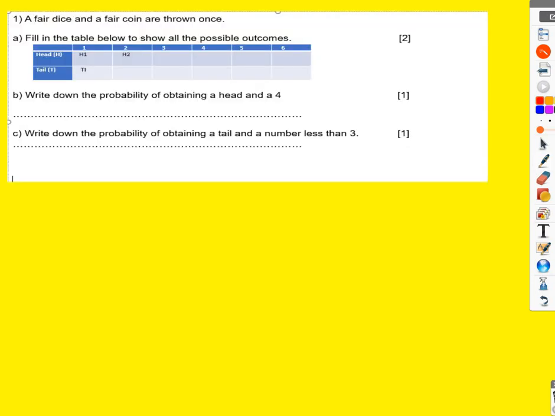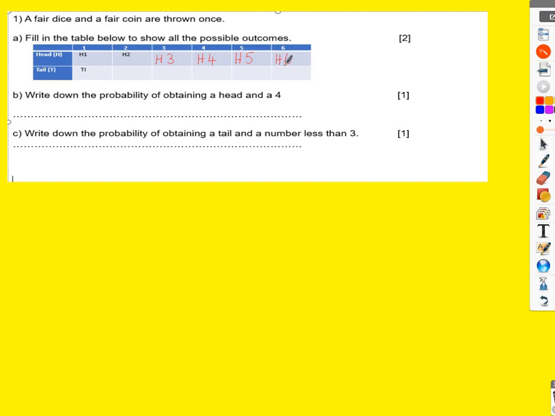Let's have a look at another one. So this one has come off a GCSE past paper, marks are down the side. It says a fair dice and a fair coin are thrown once. Fill in the table below to show all the possible outcomes. They've started off here for you. On the top line you can see they put H1, so that'd be head with 1 on the dice. H2, head with 2 on the dice. So continuing that, we could have a head with 3 on the dice. We could have head on the coin with 4 on the dice, head with 5 on the dice, and head with 6 on the dice.